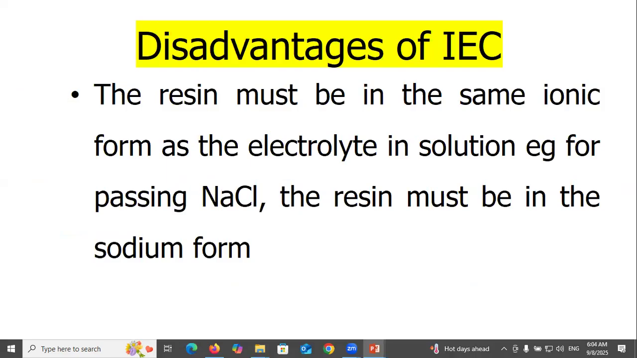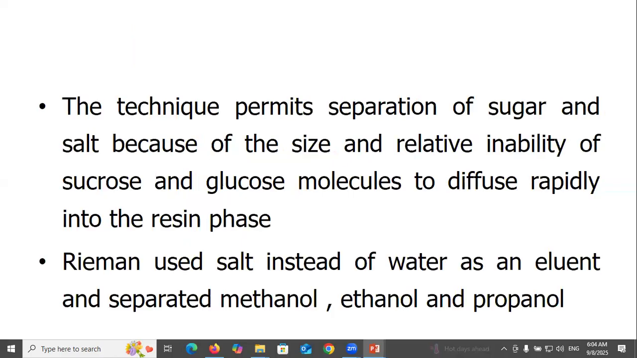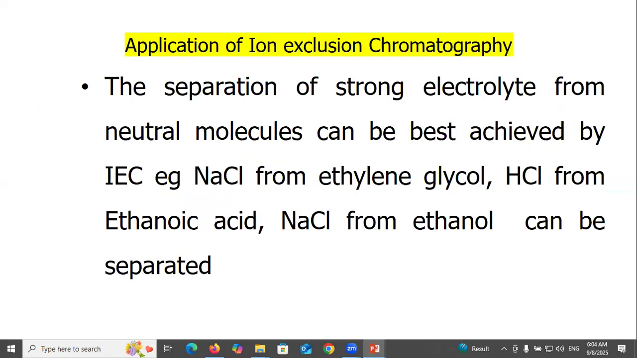Disadvantage of ion exclusion chromatography. The resin must be in the same ionic form as the electrolyte in solution. For example, for passing sodium chloride, the resin must be in the sodium form. The technique permits separation of sugars and salt because of the size and relative inability of sucrose and glucose molecules to diffuse rapidly into the resin phase. Riemann used salt instead of water as an eluent and separated methanol, ethanol, and propanol.